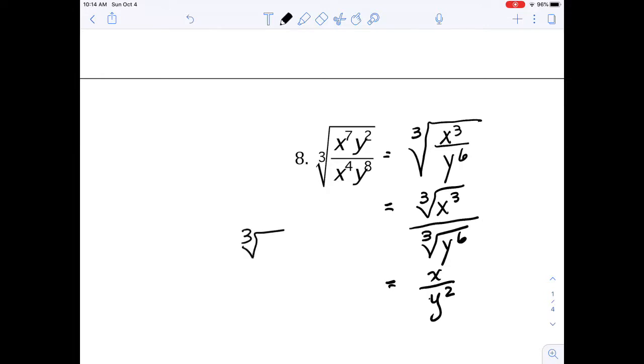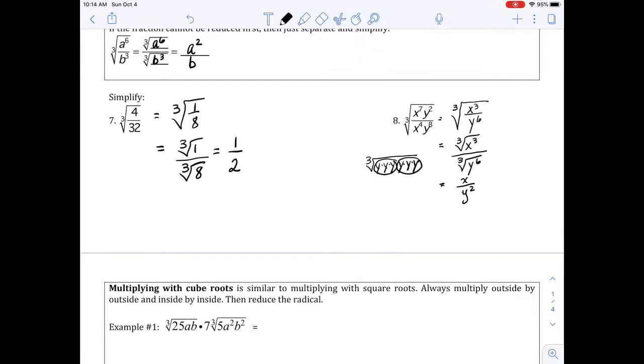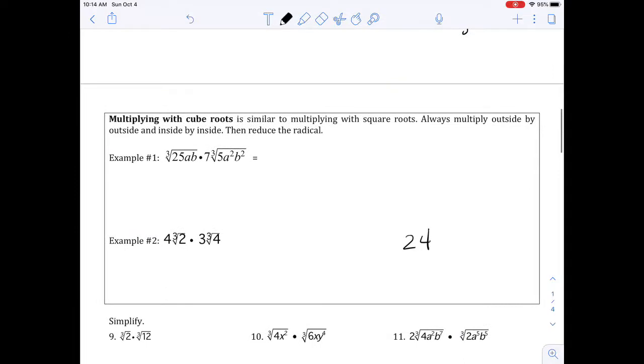So think about the cube root of y to the 6th. It's different than square root. You would have 6 of them, 1, 2, 3, 4, 5, 6. There's your first set of 3. There's your second set of 3. That is why it is y squared. And of course, the shortcut is to just divide the exponent inside by the cube root, by the 3.